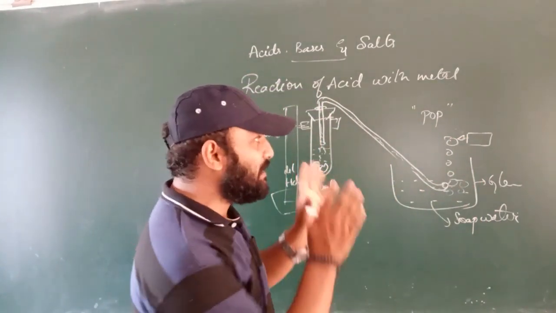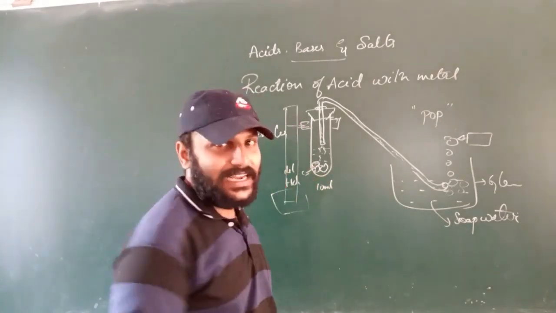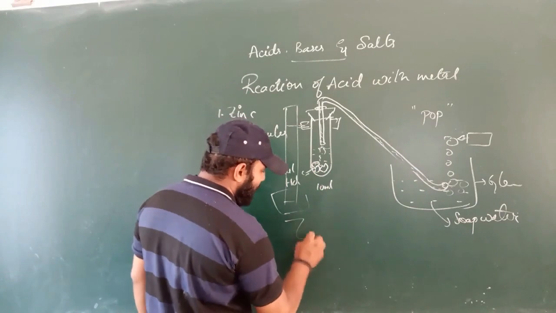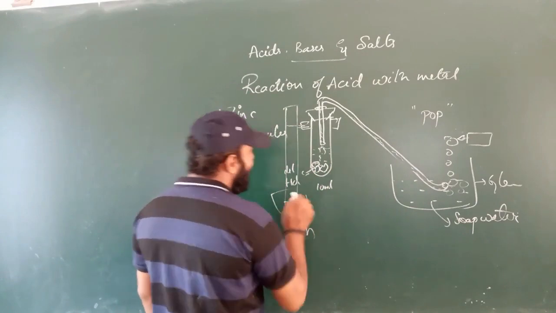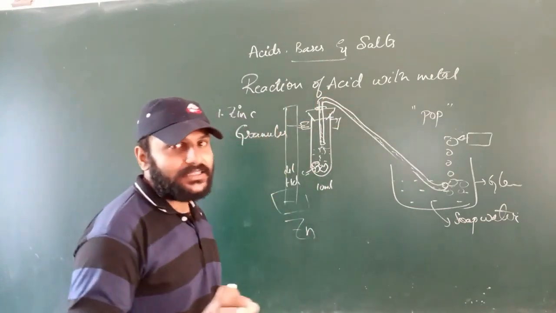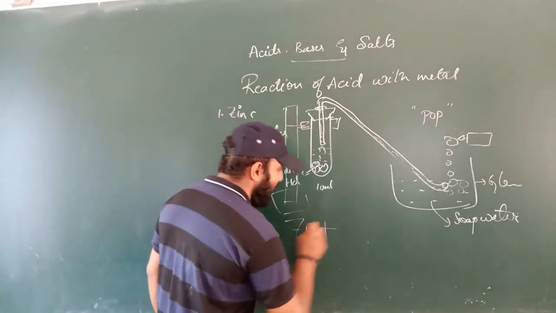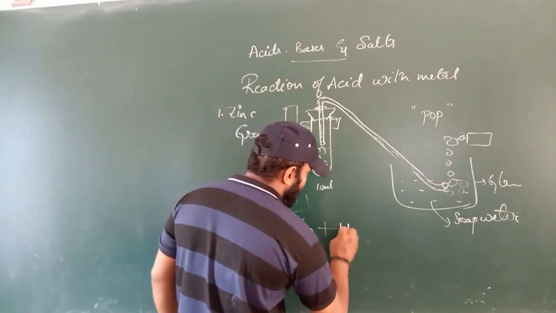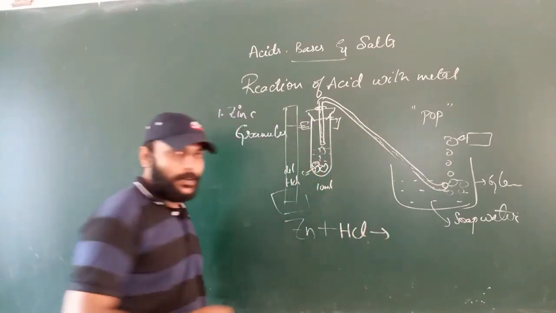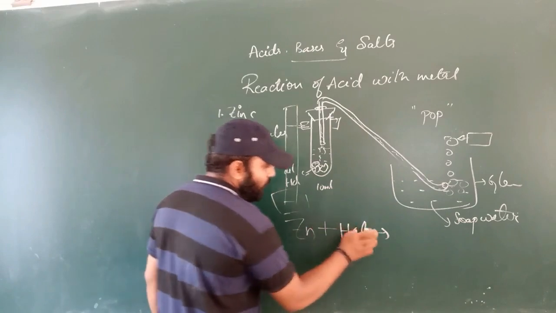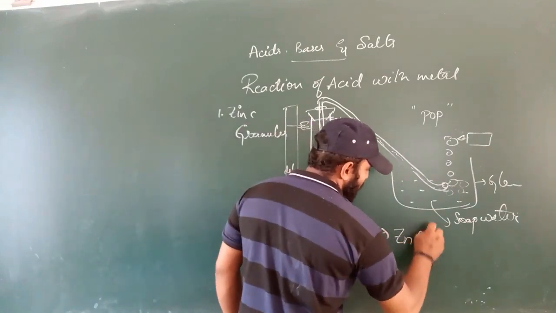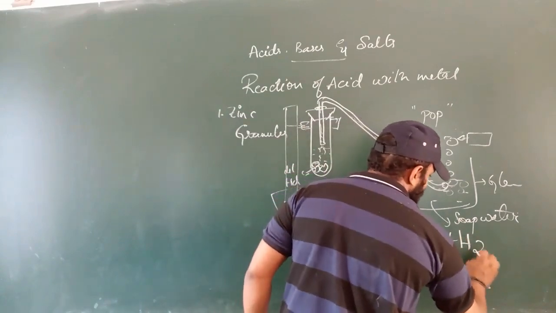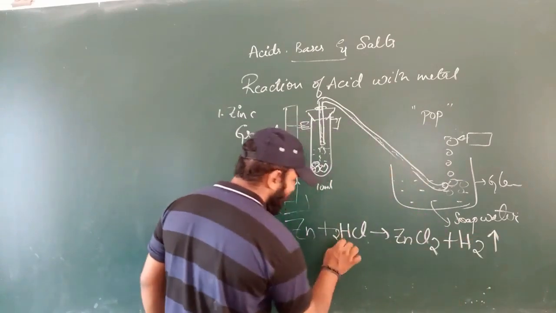In order to find what gas is formed here, we must know what reaction is taking place in that test tube. What we have taken here is zinc. Zinc is a metal. So we are doing a reaction of an acid with a metal. Zinc plus, I have taken one acid, dilute HCl. Zinc plus HCl gives what? Zinc reacts with chlorine to form ZnCl2, and H2 is left behind. To balance, I will put a 2.